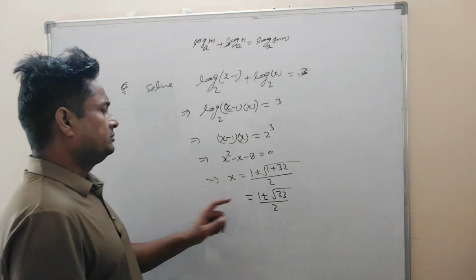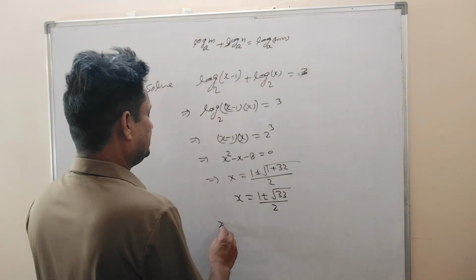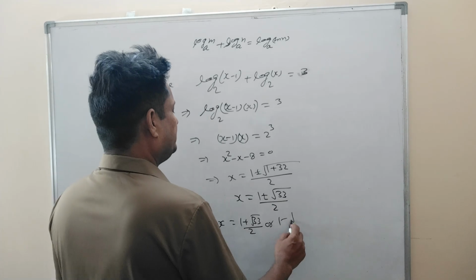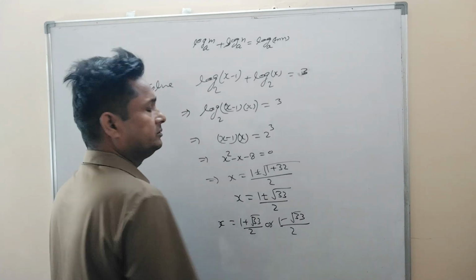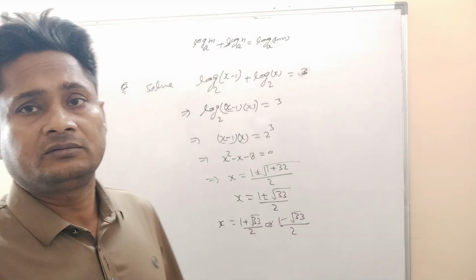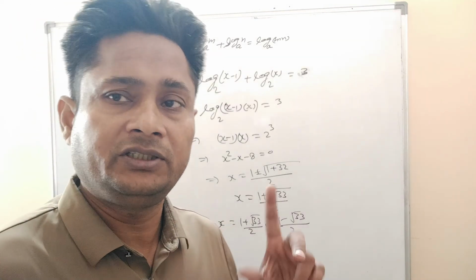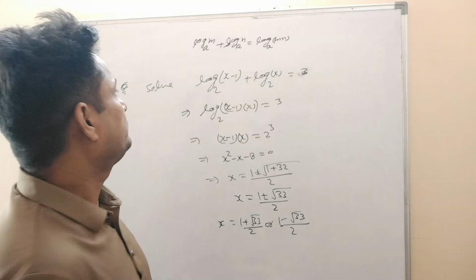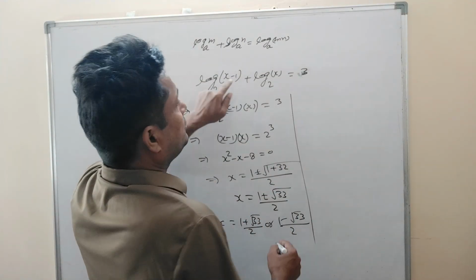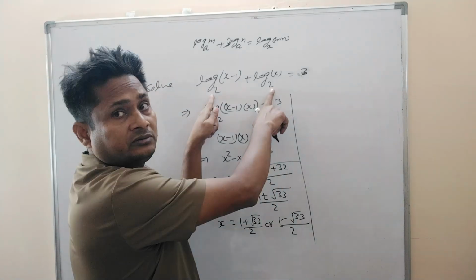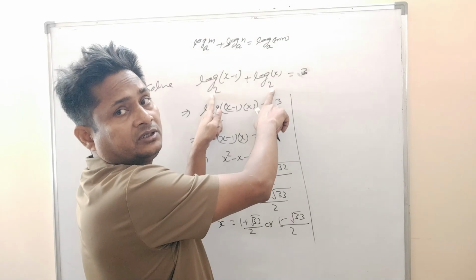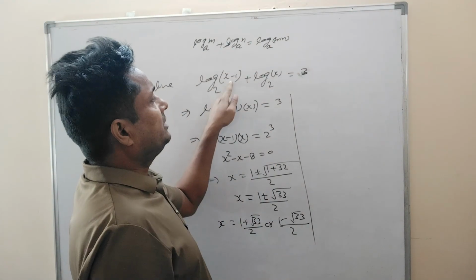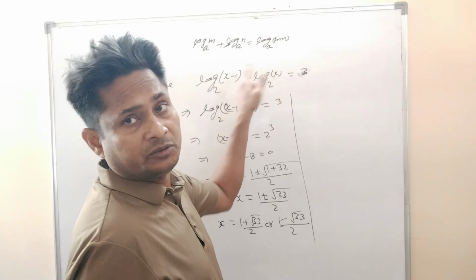So there are two answers. We are getting x is equal to 1 plus root 33 by 2 or 1 minus root 33 by 2. We are getting these two values. Now we have to check first condition whether these two values are accepted or not. So what is the condition? Both logs must be defined. The base is positive and does not equal 1, so there is no need to apply any condition on the base. We have to apply the condition on the input only.